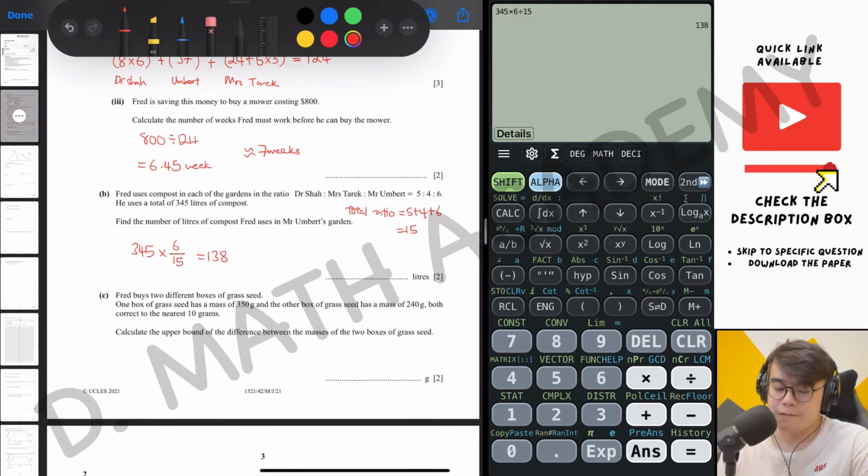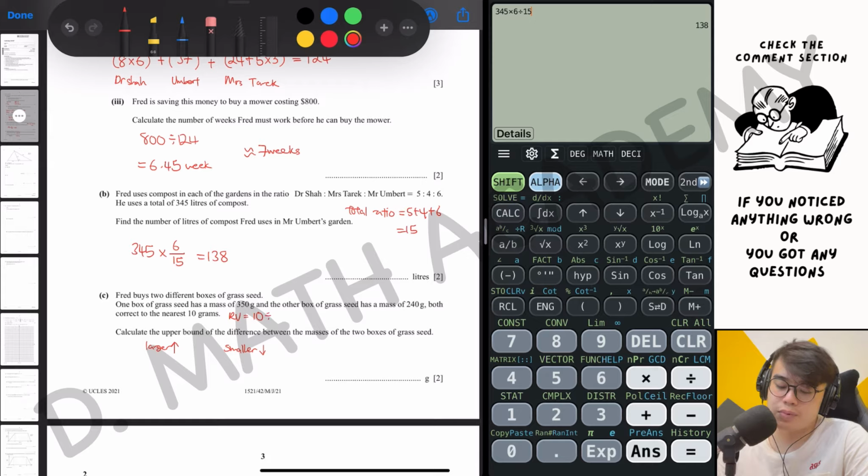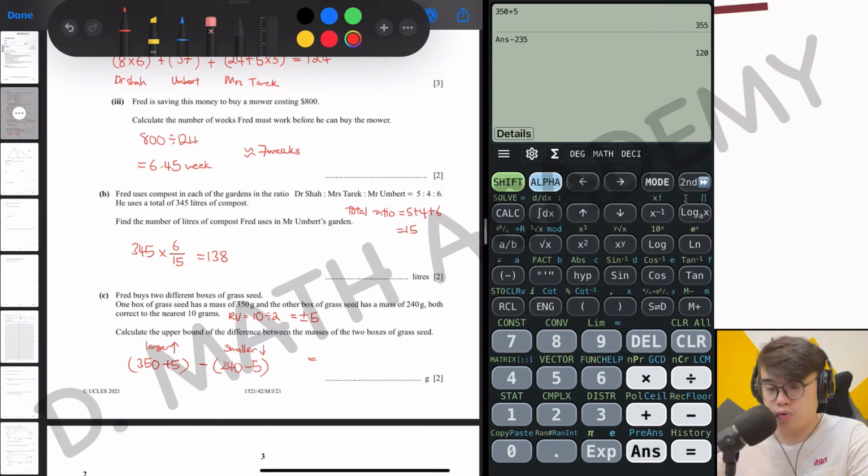So to get the upper bound, your larger value must be bigger and the smaller value must be lesser so that the difference is the highest in this circumstance. To find the rounding value, we take the 10 gram, divide it by 2, and you have to decide whether to plus or minus 5 in each situation. The bigger box here is actually 350. That one I have to add 5 to so that I have the highest value. Then to find the difference, I take the smaller number, which is 240, minus 5. So the difference here will be 120.